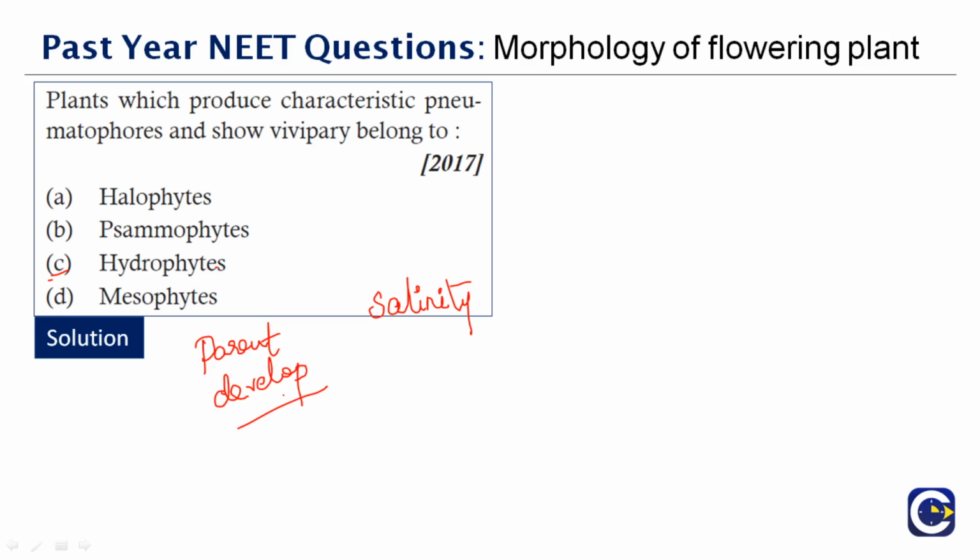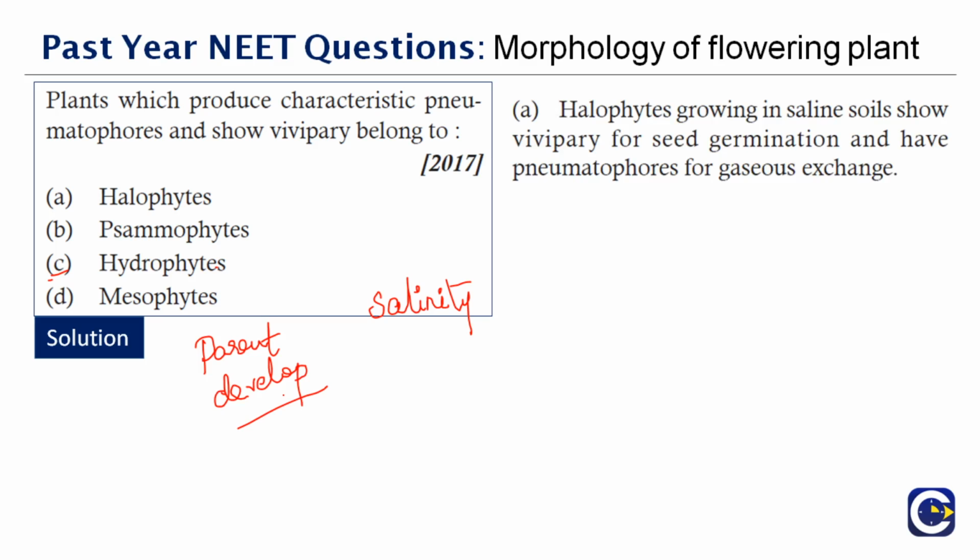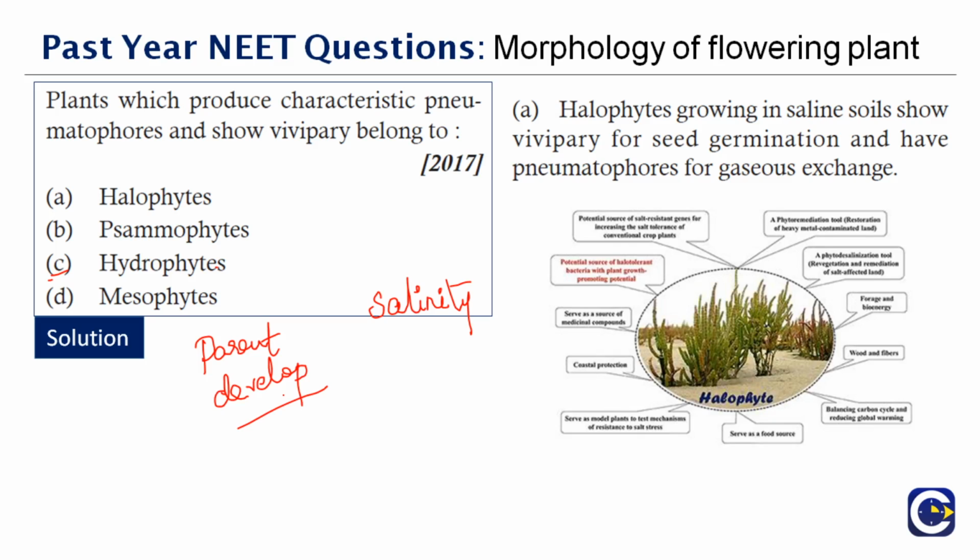Therefore, the right answer to this question is option A, Halophytes. Halophytes grow in saline soil, show vivipary for seed germination and pneumatophores for gaseous exchange. Therefore, the answer is option A, Halophytes.